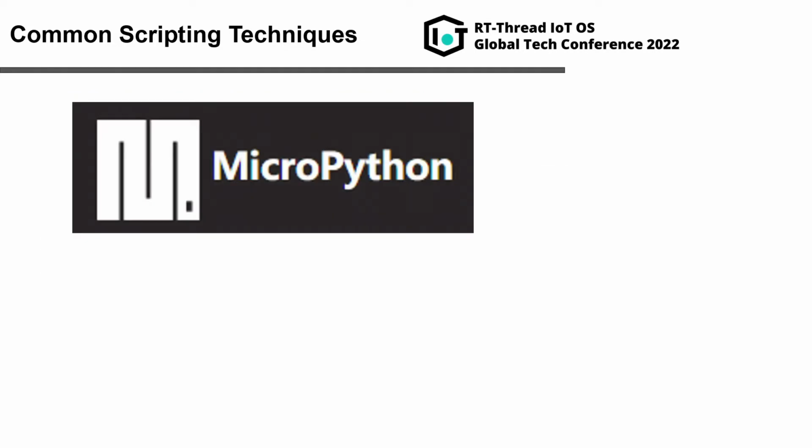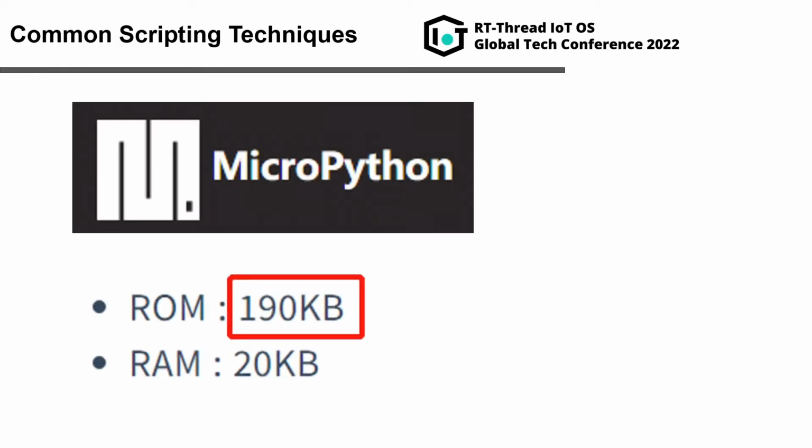And MicroPython needs at least 190 KB of ROM space and at least 20 KB of RAM space, which will take up more resources when some drivers need to be supported. This makes many mainstream microcontrollers, such as the Blue Pill, not capable of running MicroPython, which results in high hardware costs.